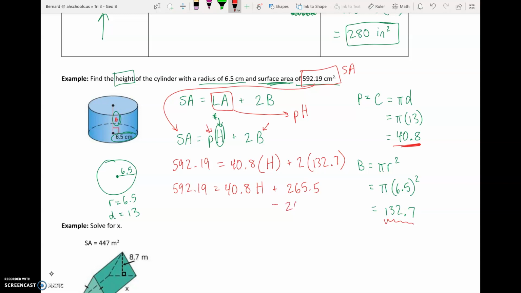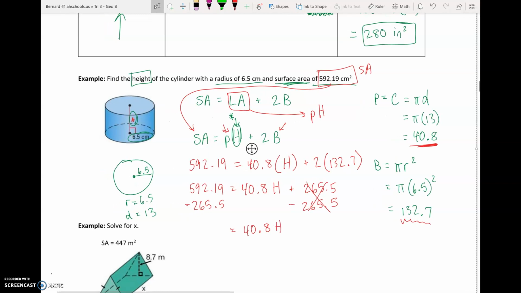So we're going to start by subtracting 265.5 from both sides. That'll take this away. And so that'll equal 40.8h. And 592.19 minus 265.5 is going to be 326.7, roughly.